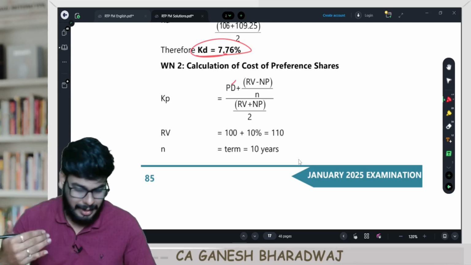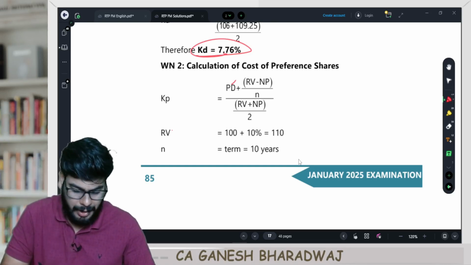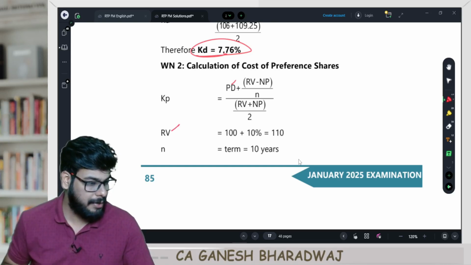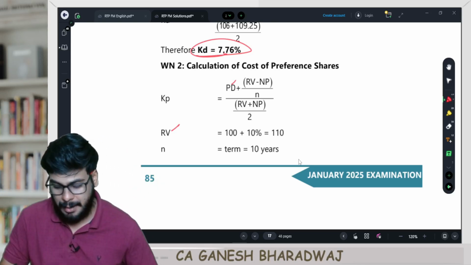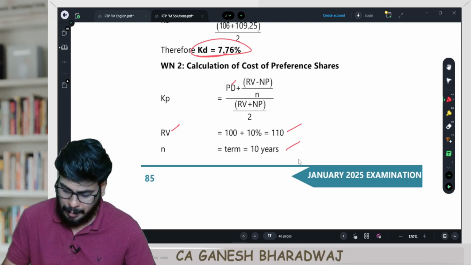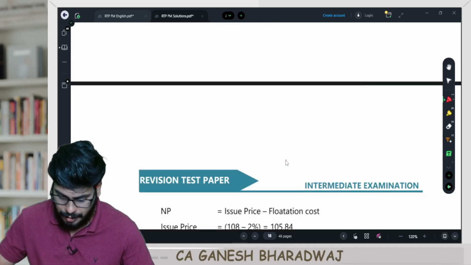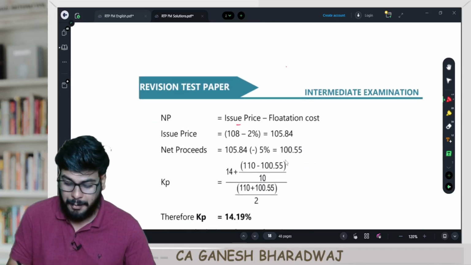Okay, so let's quickly go through every single component. Redemption value. Look at what is given in the question. They have said it's redeemable at a premium of 10%. So 100 plus 10% on 100, it's going to be 110. The number of years is going to be 10 years. Right, the net proceeds is going to be issue price minus flotation cost.